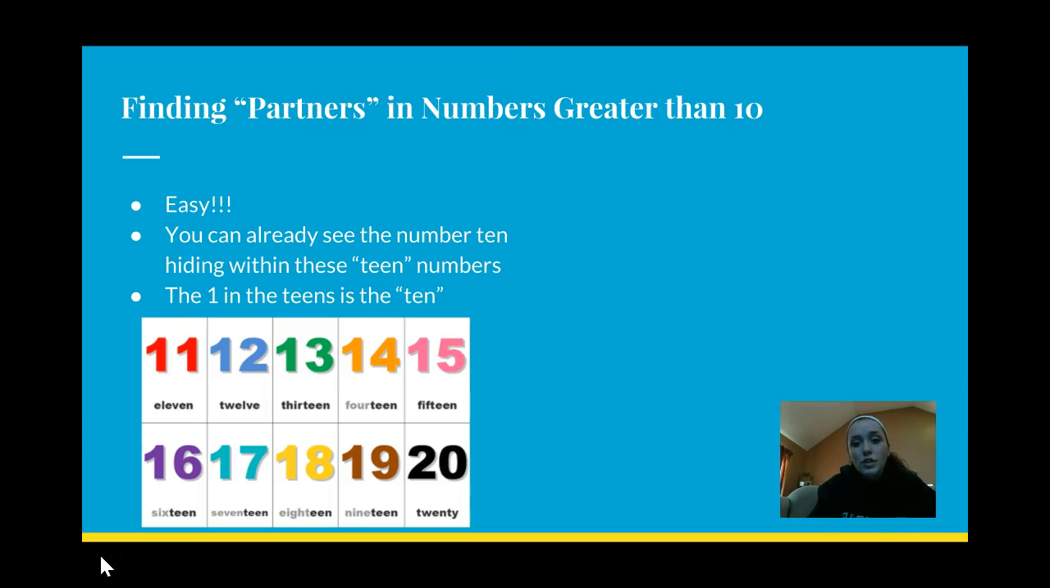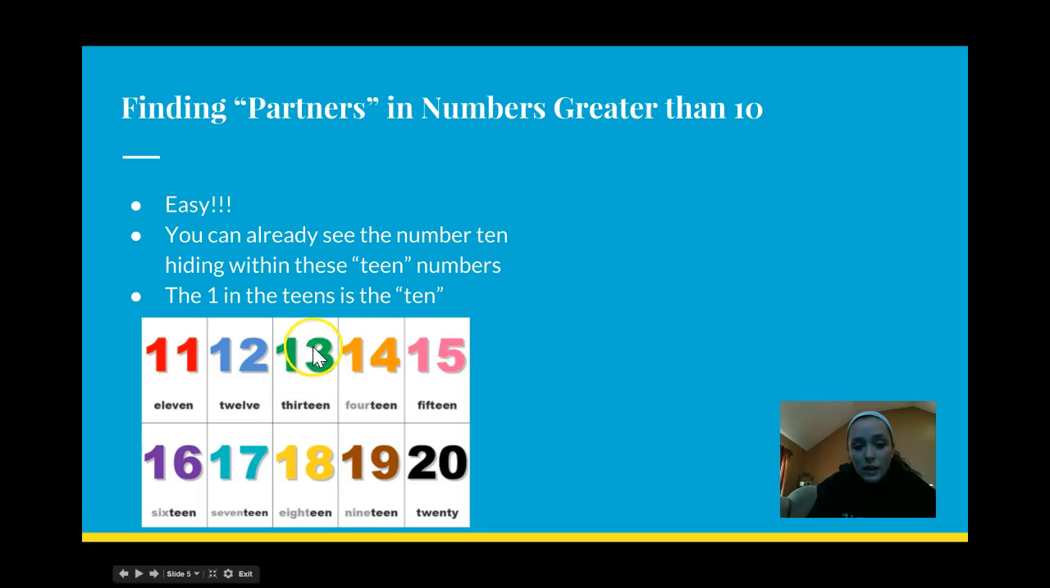Finding partners in numbers greater than 10. So this is actually really easy because if you can do 1 through 10, you can definitely do anything greater. You can already see the number 10 hiding within these teen numbers. The 1 in the teens represents the 10. So if you look at this little diagram I have right here, in the 11, there's already a 1 right here that represents the 10. In 12, there's a 1 right here that represents the 10. So it would be 10 plus 2 equals 12.